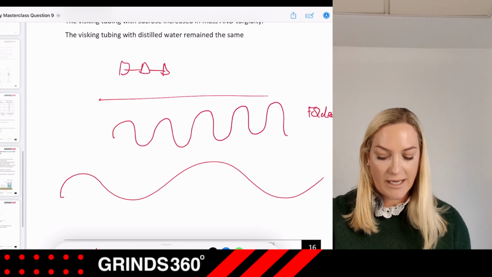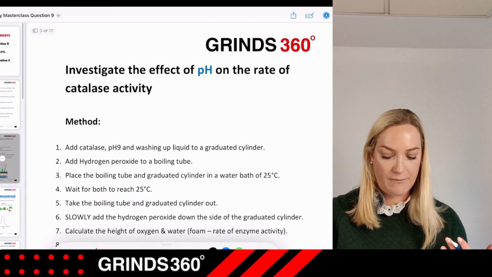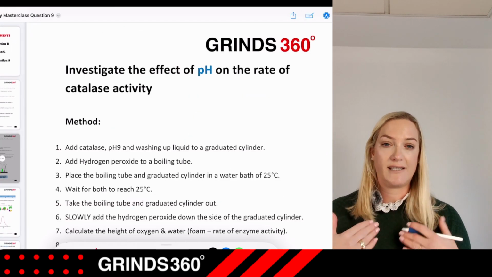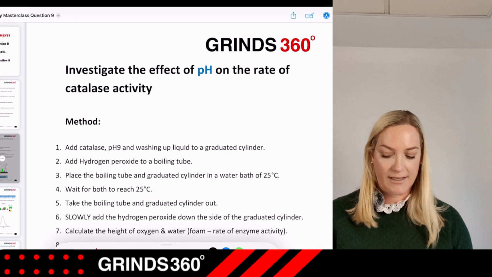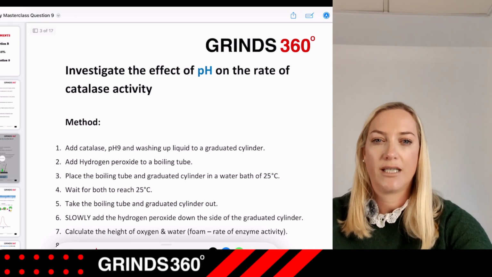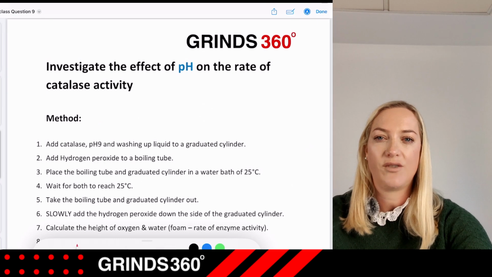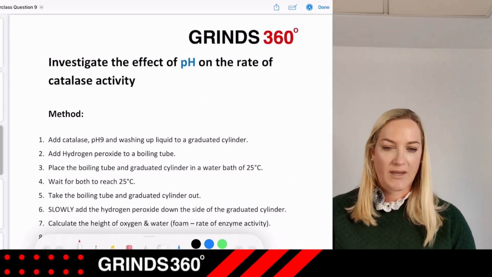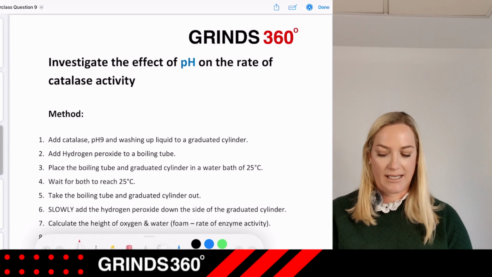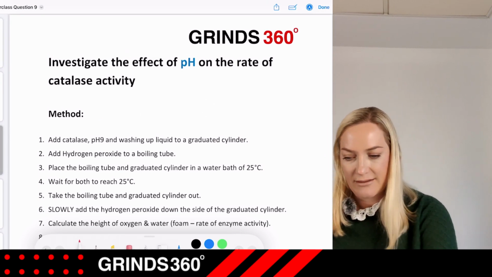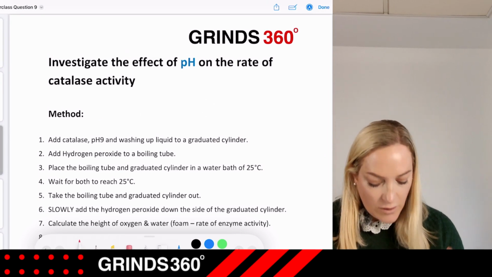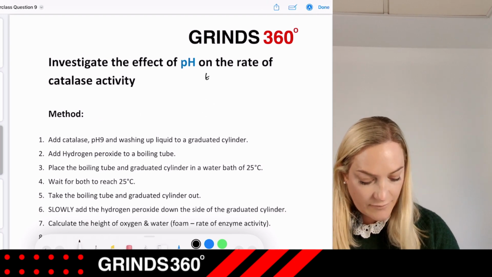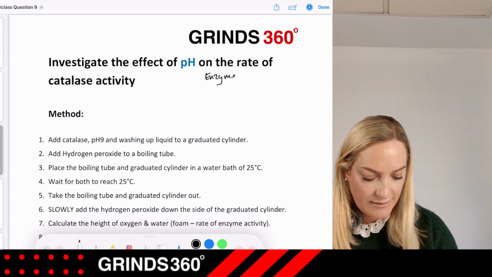Okay, so now let's go back to experiment 1. The first experiment to look at is to investigate the effect of pH on enzyme activity. So what are we looking for here? We're basically trying to find out which pH is the optimum for the enzyme. The enzyme that we're going to look at is catalase. Make a little note here. What is your enzyme? Your enzyme is catalase.